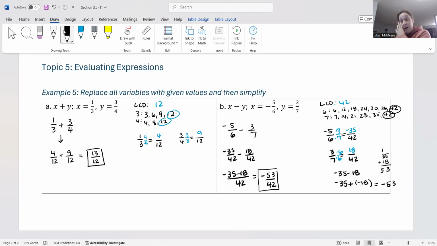Okay, so there you have it. That's evaluating algebraic expressions where the replacement values are fractions that have different denominators. So make sure you understand how to find an LCD. Make sure you know how to find equivalent fractions. Okay.